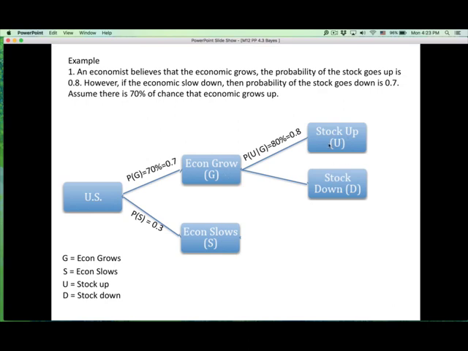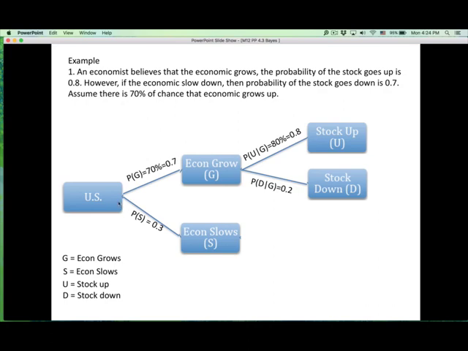And then we assume that either the stock goes up or the stock goes down, so these two are going to be complements again. We can figure out this one: it will be equal to 1 minus 0.8. But be careful, this is also a conditional probability. We're going to write it like this: the probability that the stock goes down under the situation that the economy grows will be equal to 0.2. These two added up have to be equal to 1.